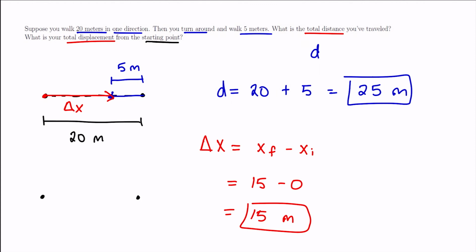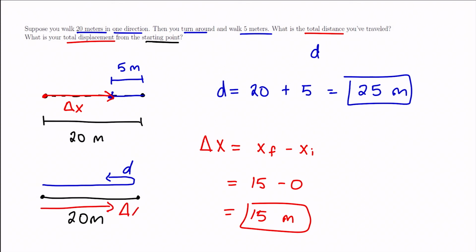I want to draw another picture to drive this fact home that there is a significant difference between the total distance traveled and displacement. So my blue line represents the total distance traveled, because I went 20 meters and then I went back another 5. But the displacement in red only depends on the initial and final positions. Notice the problem says total displacement, but this is unnecessary and misleading, because displacement only depends on 2 points, not on the path traveled.